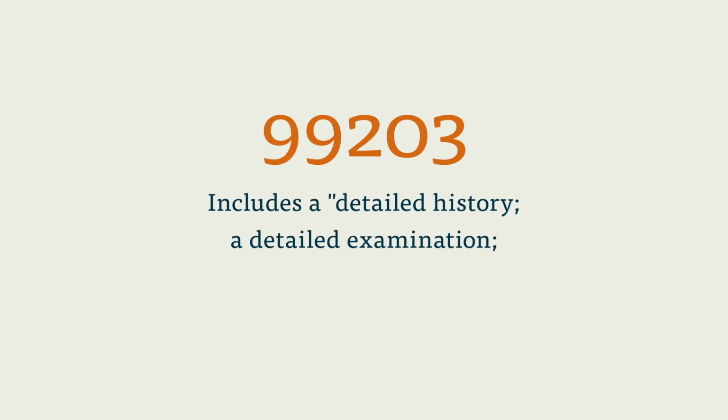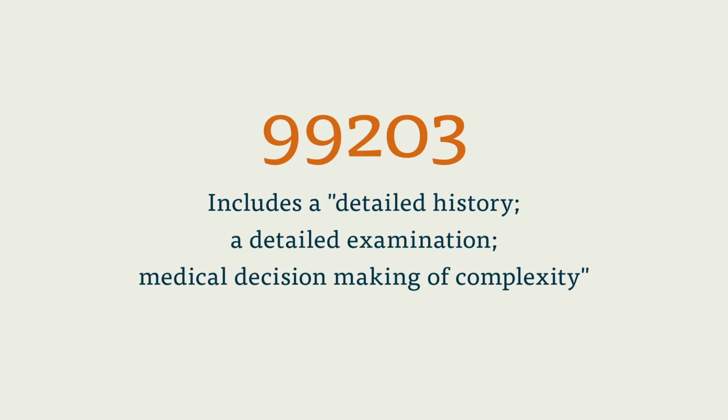Since the patient is a new patient, we'd look for codes in that subsection of E&M. We'd find code 99203, which includes a detailed history, a detailed examination, medical decision-making of low complexity. That's our E&M code. But the doctor also performed a test that confirmed his diagnosis. How do we code that?